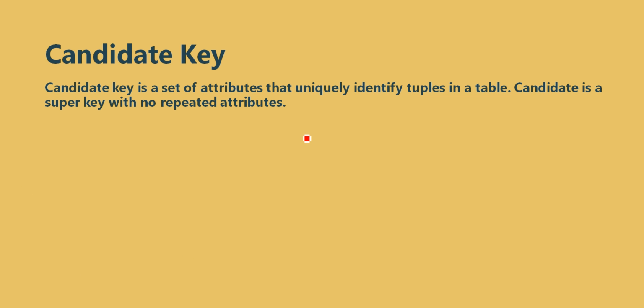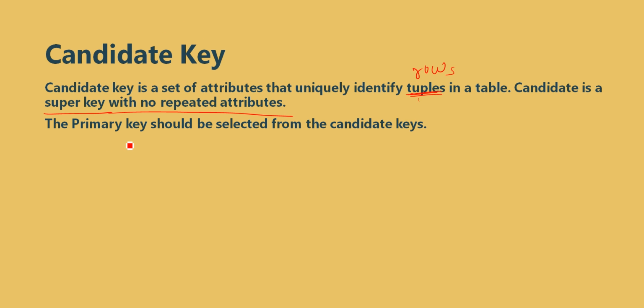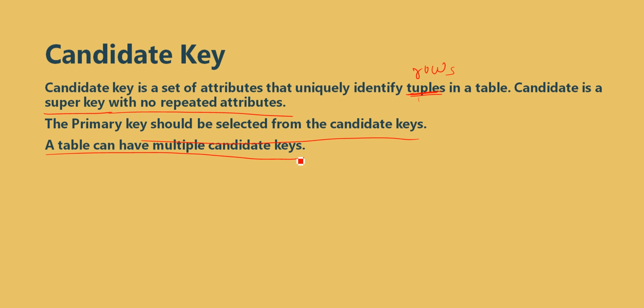Candidate key is a set of attributes that uniquely identify tuples. What does this tuple mean? Rows are also termed as tuples. So, identify tuples in a table. Candidate key is a super key with no repeated attributes. What does this mean? The primary key should be selected from the candidate keys. A table can have multiple candidate keys.